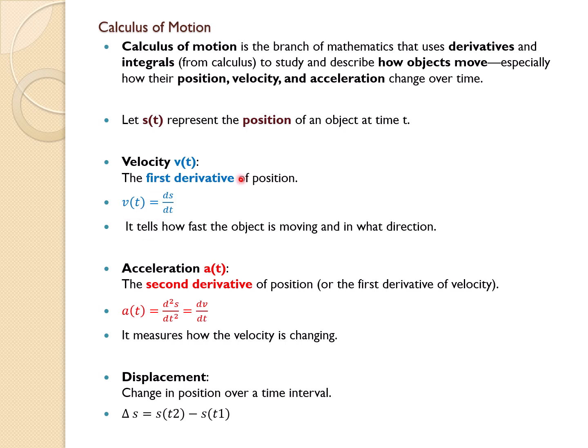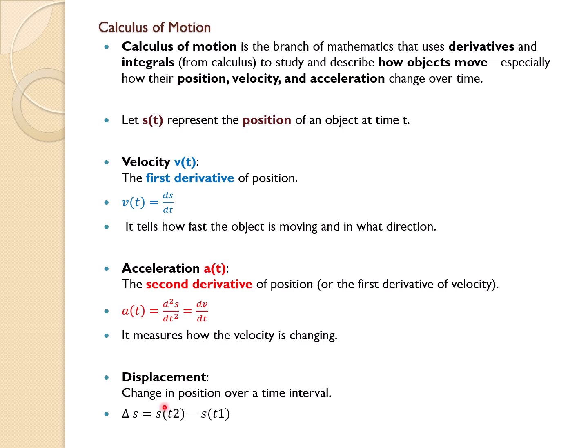The first derivative will always give me velocity, and it tells me how fast the object is moving and in what direction. Acceleration is the second derivative, so it's the rate of change of velocity over time, right? So the second derivative of position, or the first derivative of velocity, will always give me acceleration, dv over dt. So it measures how velocity is changing.